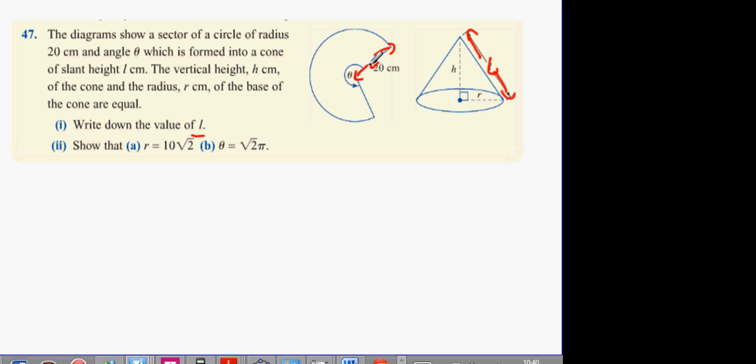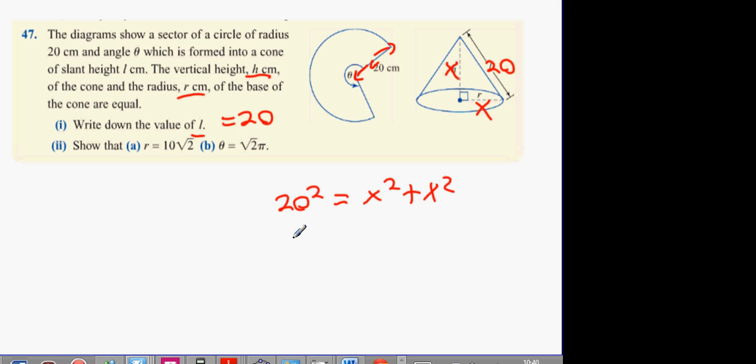Okay? Show that R equals 10 root 2. Well, what it says is, if I know that this here is 20, I know that H is equal, what? They're both X. Or both, yeah, or whatever way you want to put it. Right, so they're equal to each other. Pythagoras' theorem, 20 squared equals x squared plus x squared. 400 equals 2x squared. 200 equals x squared. Square root 200, and you get 10 root 2.